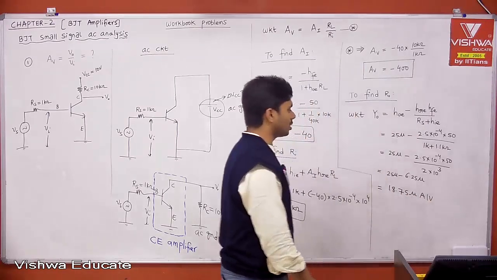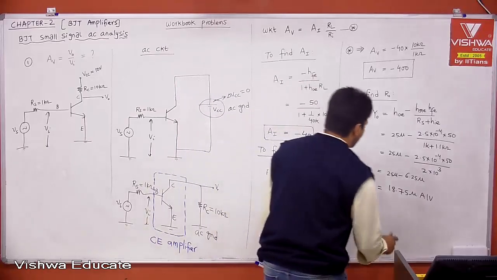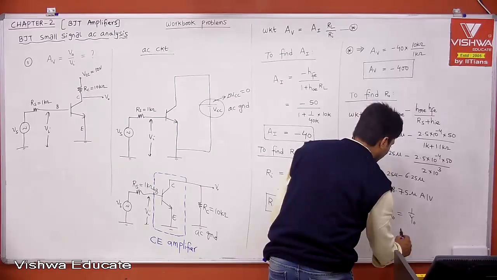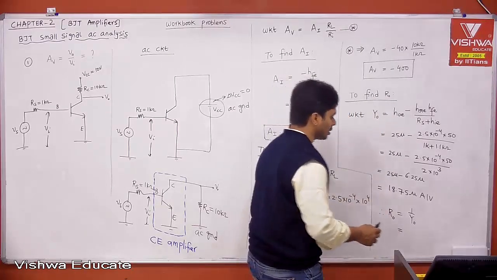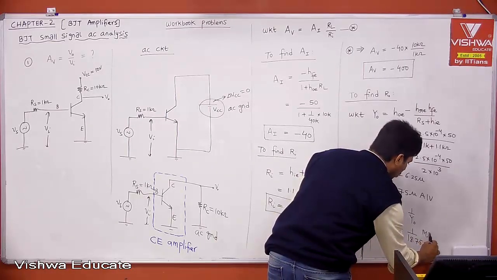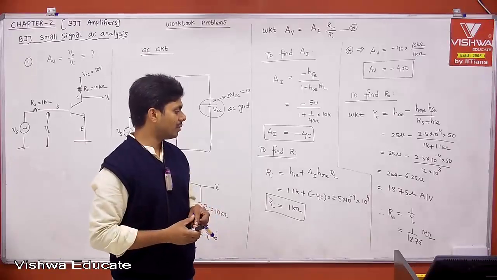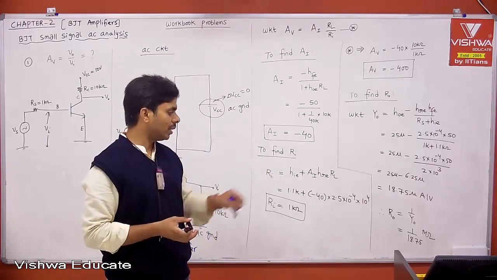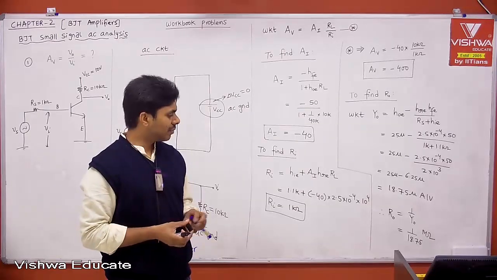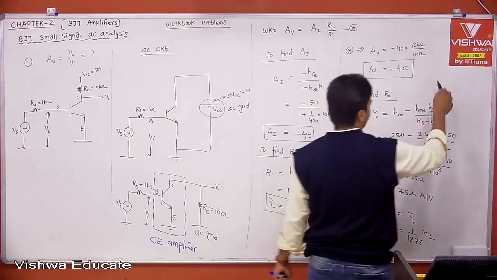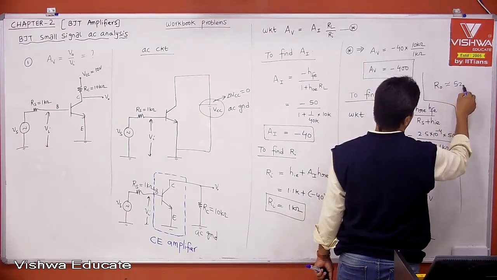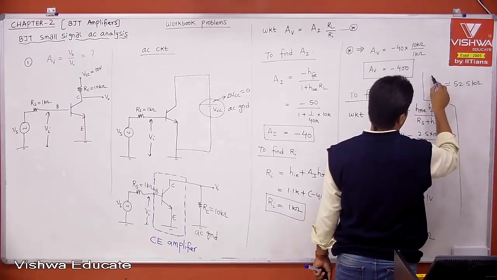This is your Y0. Now let's see what R0 is. R0 is equal to 1 by Y0, which is 1 by 18.75 micro, and that micro becomes mega ohm. Let us say 1 by 18.75 is approximately 1 by 20, which is 0.05 mega ohm, that is 50 kilo ohm. It is definitely more than 50k. When you solve, you will get R0 of approximately 52.5 kilo ohm. This is your R0.